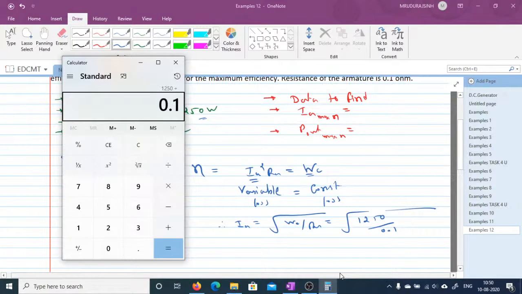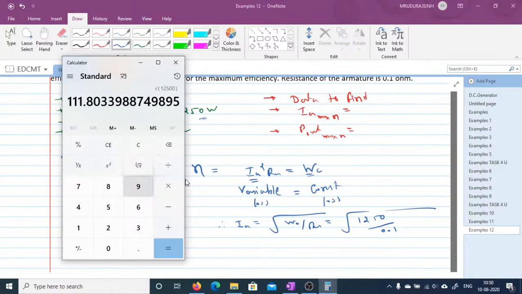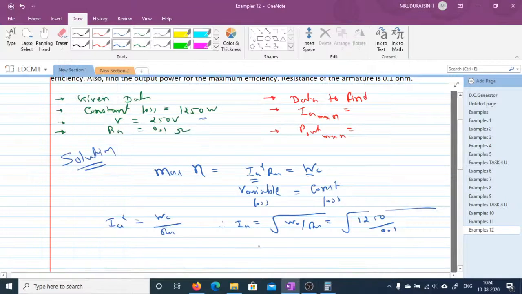1250 divided by 0.1 gives us 12,500, right? And the under root of this is 111.8. So IA is 111.80. So we have found IA, and it's easier than what I thought. How we will solve this example, it's a little bit easier than what I thought, right? So this is the armature current we have.